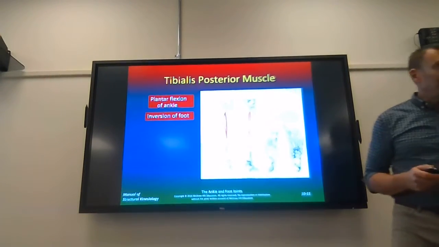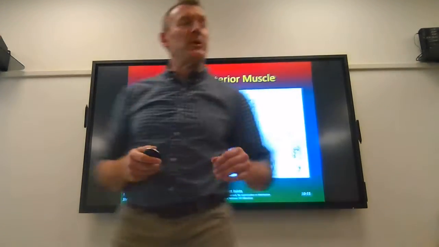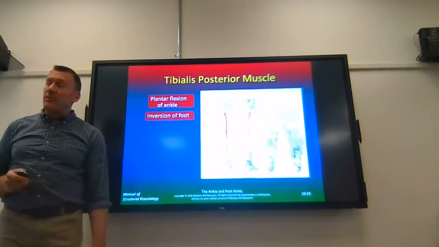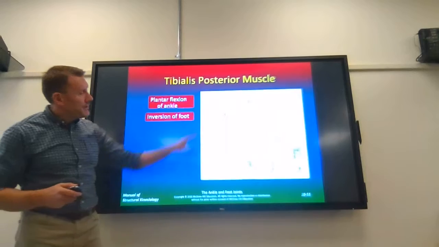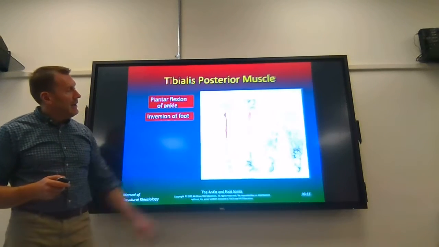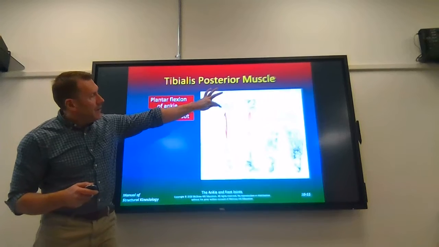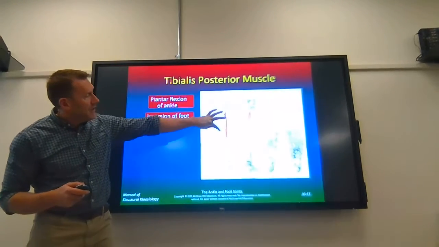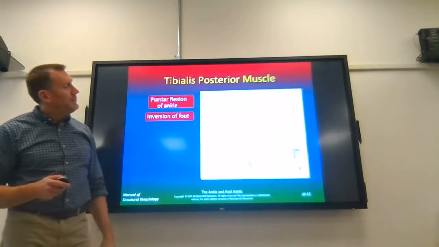So let's go around the posterior side. Tibialis posterior is going to be in the deep compartment. So we're looking at the posterior side of the leg here. This would be a left leg, where you can see right between the shaft of the tibia as well as the shaft of the fibula there.